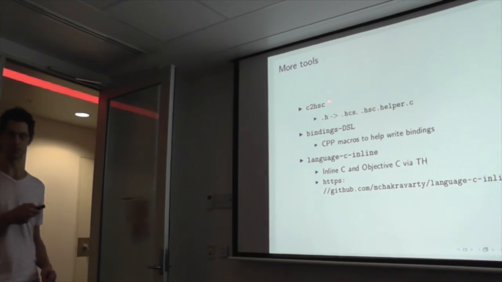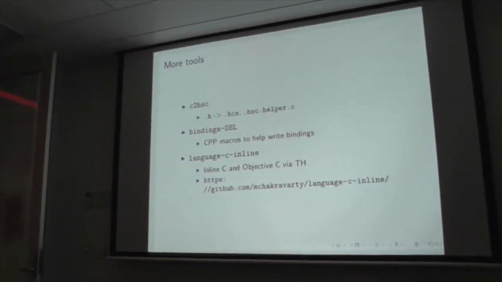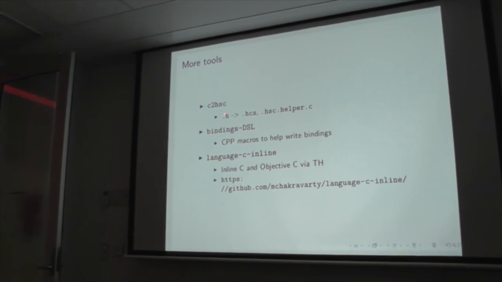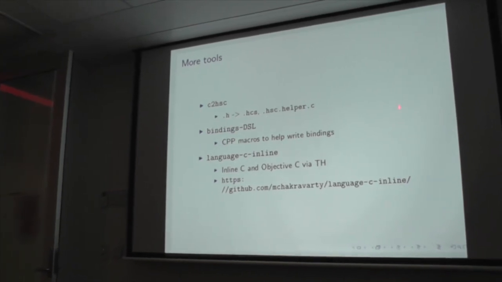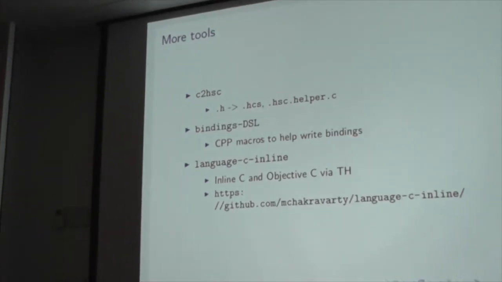So, more tools. There's also C2HSC. This doesn't get confusing at all, right? It takes a header file and builds a .hsc, which can then be processed with HSC2HS. Bindings-DSL is a bunch of C preprocessor macros to help you write the bindings. And language-c-inline, which there was a talk on at Lambda Jam last year here in Brisbane, gives you ways to call C and Objective-C inline via Template Haskell, and that's the link to that tool.